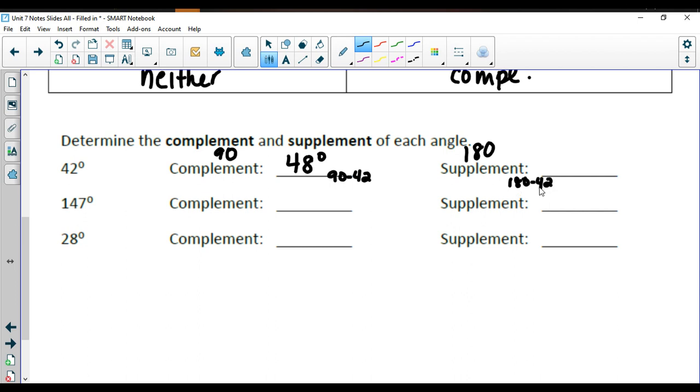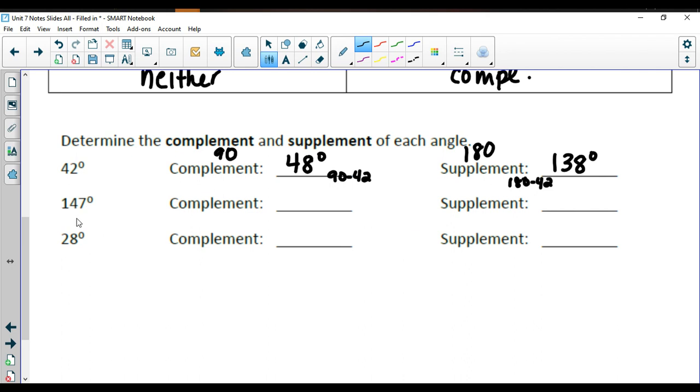And be careful, a lot of people have a tendency to just subtract the 40 and then subtract 2, or subtract the 40 and put 2 back on there. So just be careful when you are doing your subtraction here. 180 minus 42 is going to give you 138 degrees.